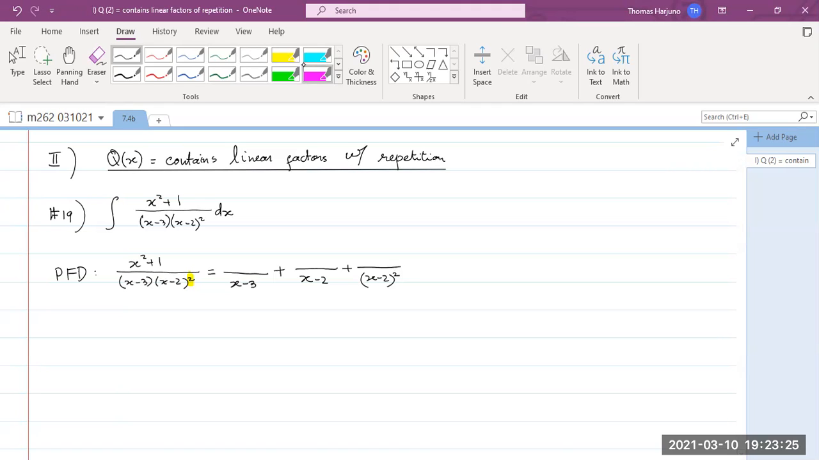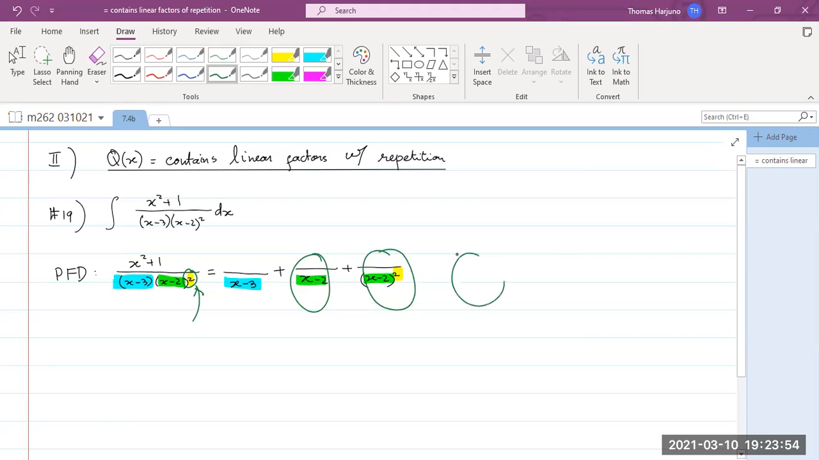Okay, so if I write it down, x minus 3 has simple multiplicity, while x minus 2 has a square. So you start with the power of 1 up to the power of 2. If what you have here instead is the power of 3, then you will have x minus 2, x minus 2 squared, x minus 2 cubed.